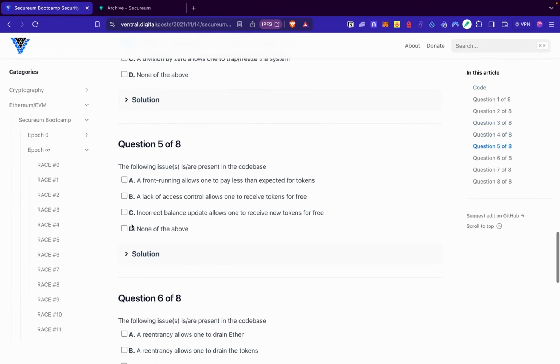So this option is true, and D, none of the above, is false because C is true.